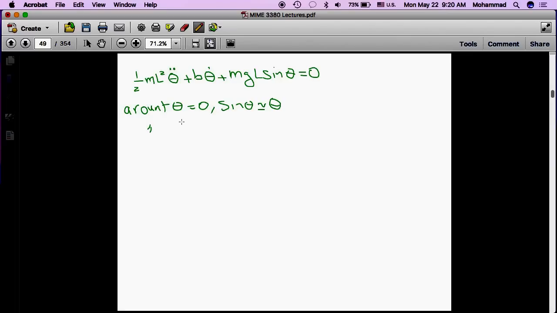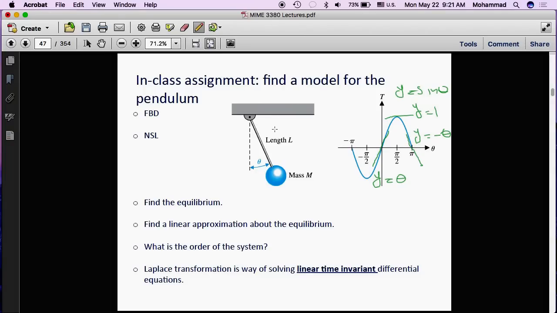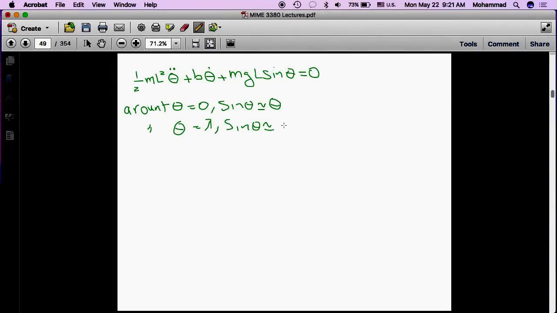Now, around theta equals pi, sine theta is approximately equal to what? 0. At pi. Sine theta is approximately equal to what? What is the linear equation that we found? y is equal to negative theta. Can you see that? That's the line equation we found. So around theta equals pi, sine theta is approximately equal to negative theta.